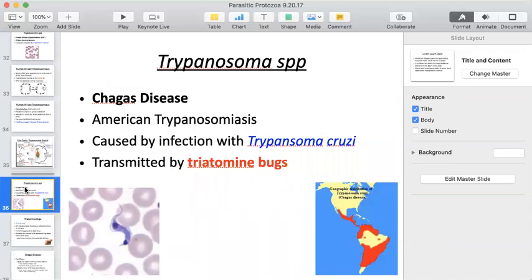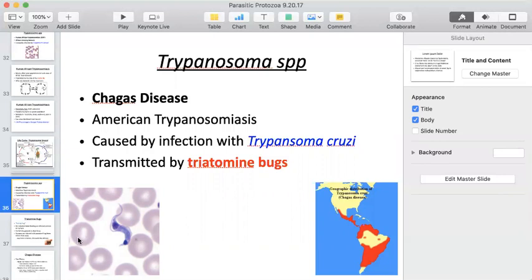Another disease that's caused by these kinetoplasts is Chagas disease. Chagas disease, also called American trypanosomiasis, is caused by an infection with Trypanosoma cruzi. This one is transmitted by the triatomine bug. So you should be able to distinguish between these two illnesses that are caused by kinetoplasts. You should be able to compare them. You should be able to tell me the method of transmission. So for this one, it's the triatomine bug, and it's sometimes referred to as the kissing bug.